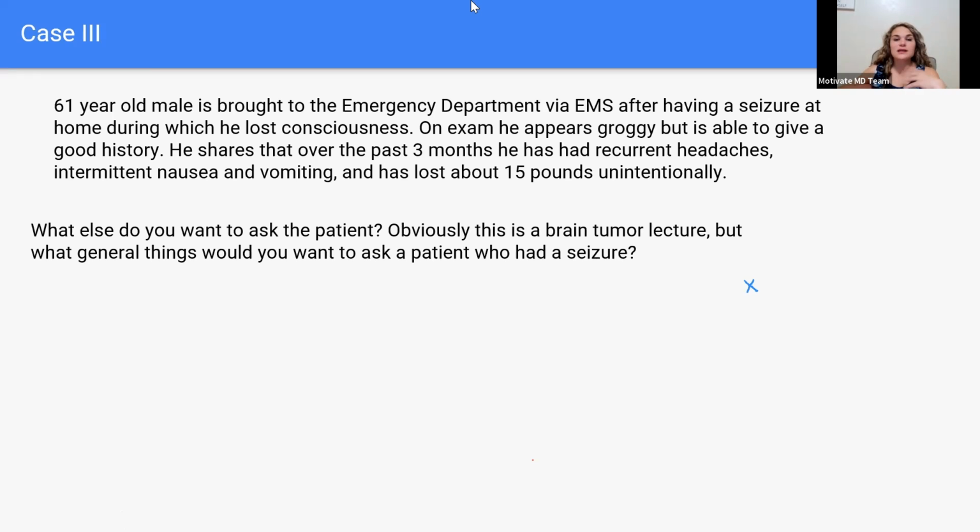Description of headaches. Yes. History of seizure disorder. Wonderful. Was this the first time? Have you had this before? Yeah, absolutely. Those are all good history questions.